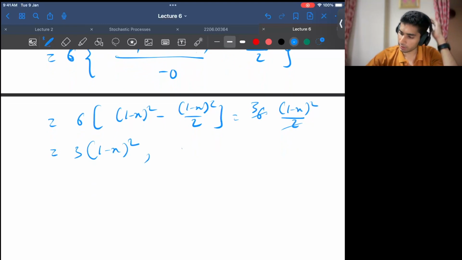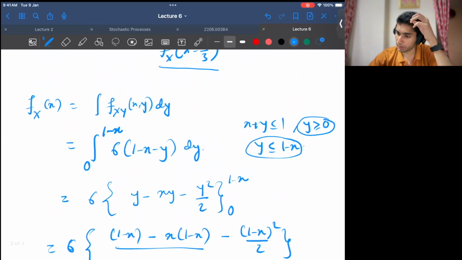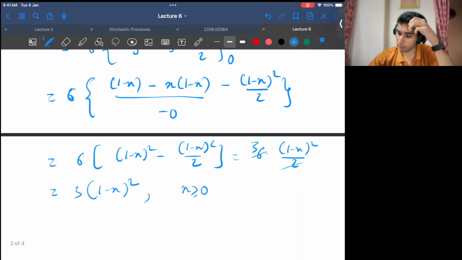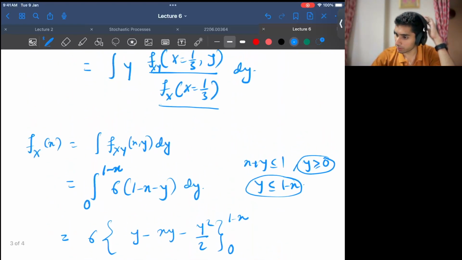And when is this valid? x should be greater than or equal to 0. You need to remember that x has to be greater than or equal to 0. Only then this is possible. Okay, now this is the marginal, right? This is the marginal distribution.